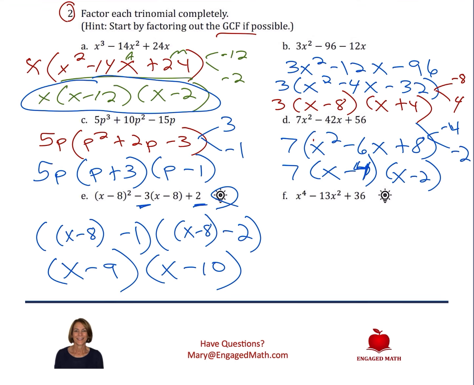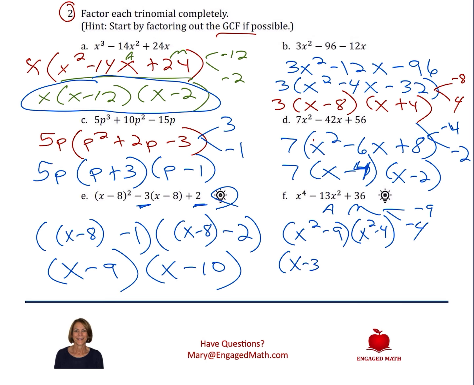Okay, the next one, there's no greatest common factor this time, and there wasn't one for E either. But what we can do here is add to negative 13 and multiply to 36. So those two numbers are going to be negative 9 and negative 4. But keep in mind that what we're going to do now is rewrite it, instead of x minus 9 and x minus 4, we need an x squared minus 9 and an x squared minus 4. Because when you multiply it out, we'd get x to the fourth in that case. So everything would work if we make it like this.